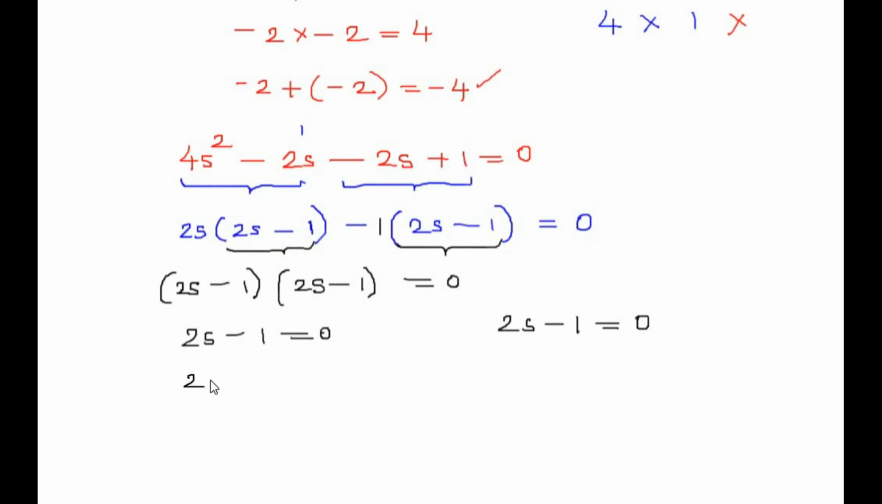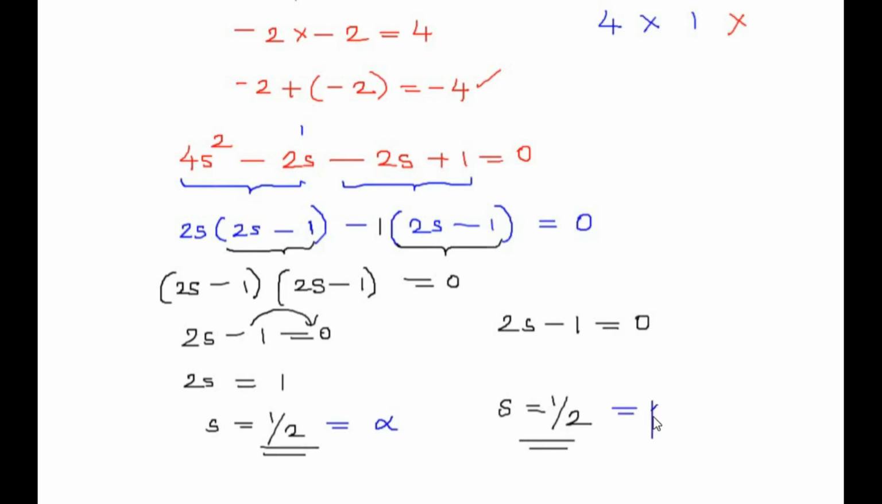So here we have 2s is equal to -1 goes on the other side and it becomes +1. So s is equal to 1/2, and here also it's the same factor, so here we get s is equal to 1/2. So we have the two zeros as 1/2, the same values. And since these two are the zeros, we take the first as alpha and the next one as beta for the quadratic polynomial. Now let us verify the relationship between the zeros and the coefficients.